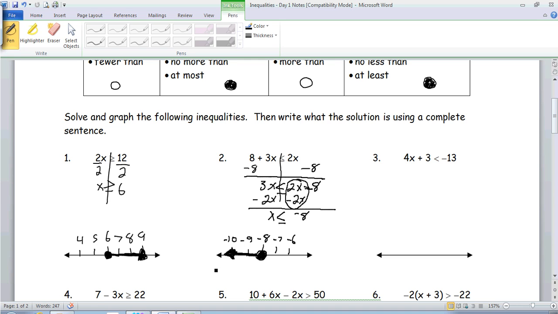Alright, now's a good time to talk about what does it mean when I fill this in. It means that part of my solution can be -8. It could be -9, could be -10, could be any of the points in between. On number 1, what it means here, the dot is on number 6. That means 6 could be a solution to the inequality. All right. Number 3.